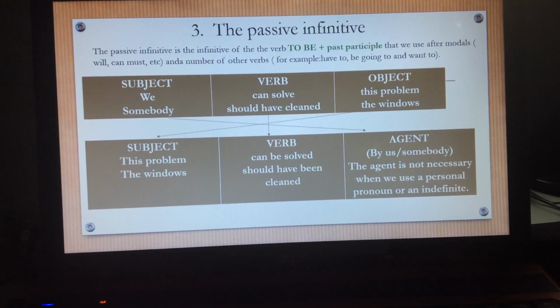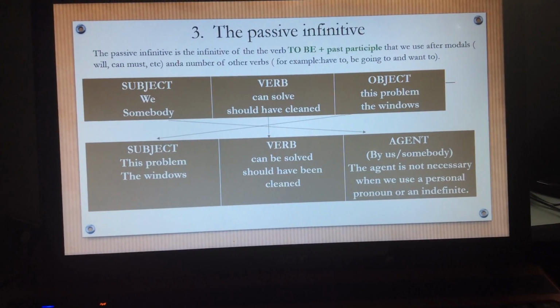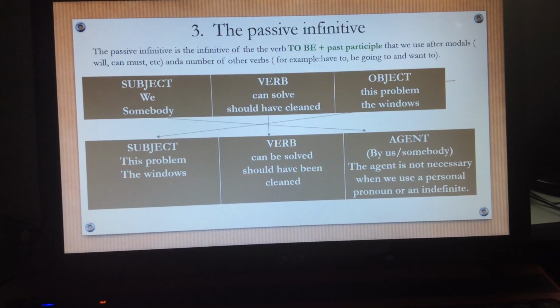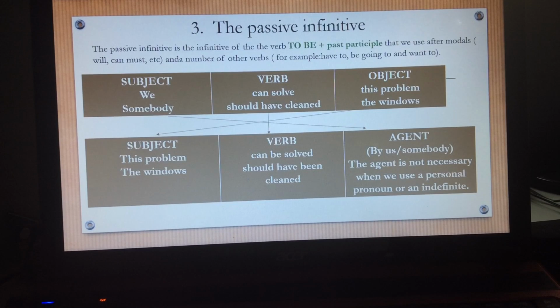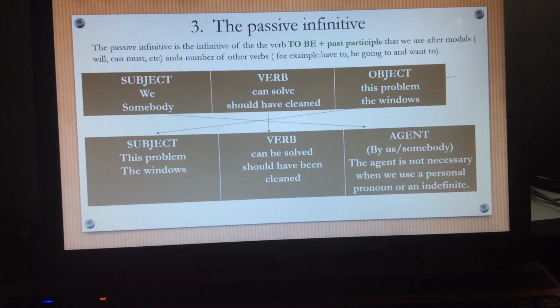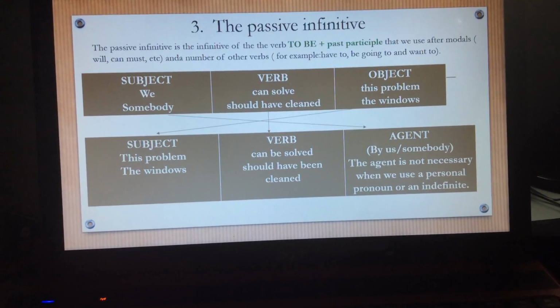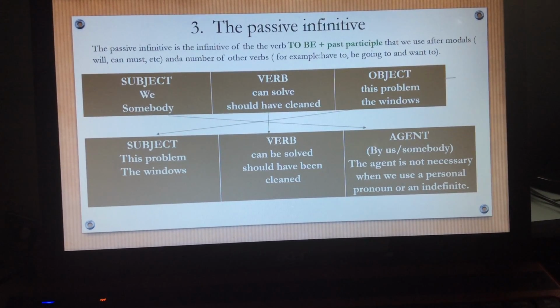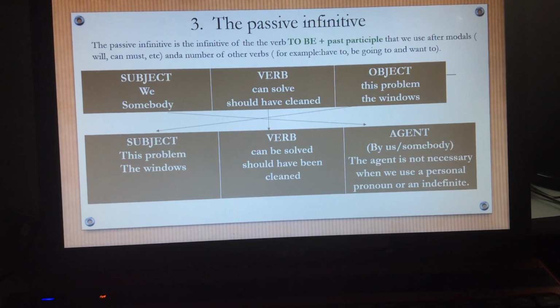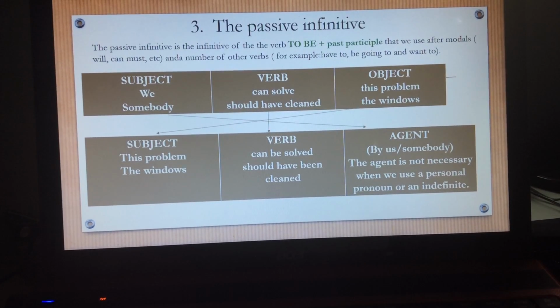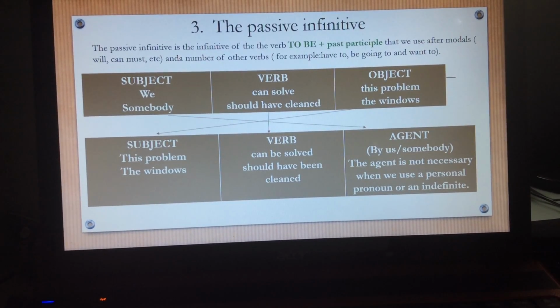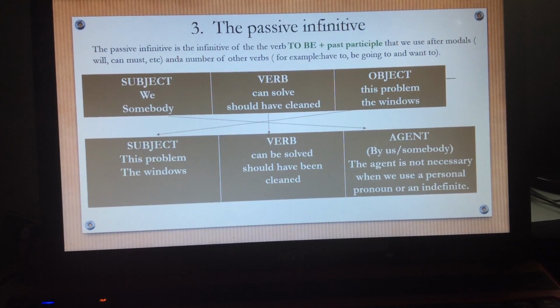So to transform the verb into the passive, we do the same. We write the modal. It could be in the present or in a modal perfect example, and then we do the same with the infinitive of to be. Be plus past participle, or have been plus past participle if we're talking about a perfect modal. For example, we can solve this problem. This problem can be solved.